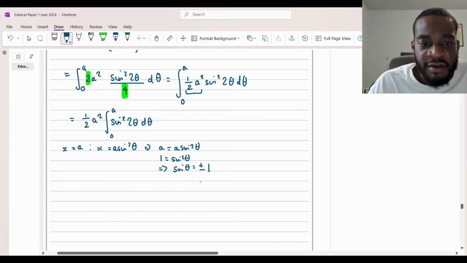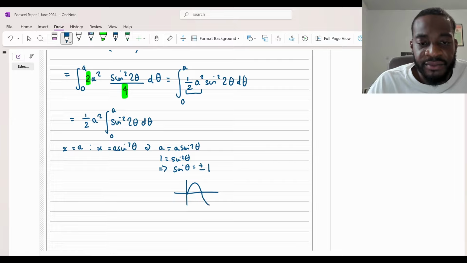Well, if I draw the sine graph, I'll do it here. Sine graph is like that. We know that we need pi over 2. Pi over 2 is over there. This is when sine theta is 1. So you have to solve sine theta is equal to 1. And we can see from our graph, you can input your calculator, that means that theta is pi over 2, like that. So that is done.